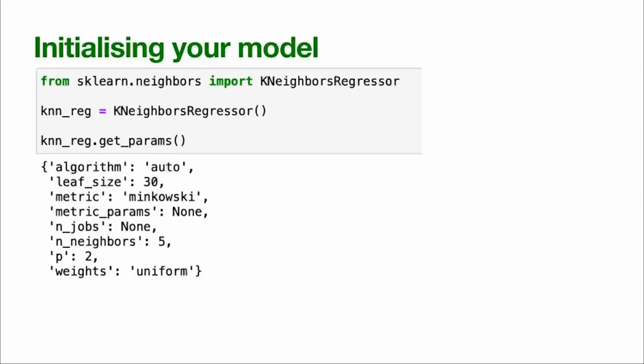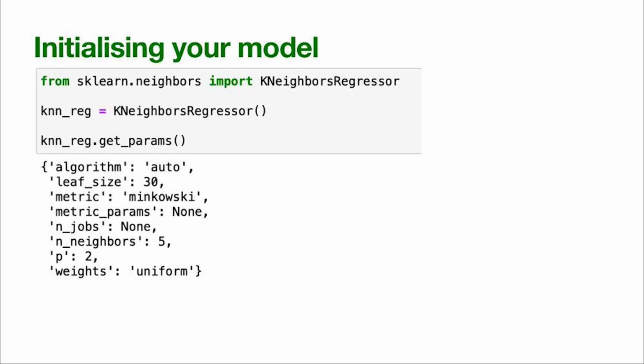Now after we have loaded our datasets, the next thing we will do is initialize our model. As I told you earlier, KNN can do both regression and classification. The sklearn library which we are using here has two versions of k nearest neighbors. One is KNeighborsRegressor and the other is KNeighborsClassifier. The regressor is for regression problems, the classifier is for classification problems. Because we have a regression problem here, we will use the KNeighborsRegressor. First we initialize that and we use the get_params method to see the parameters it has.